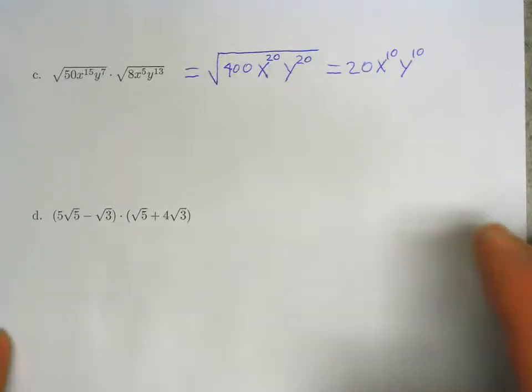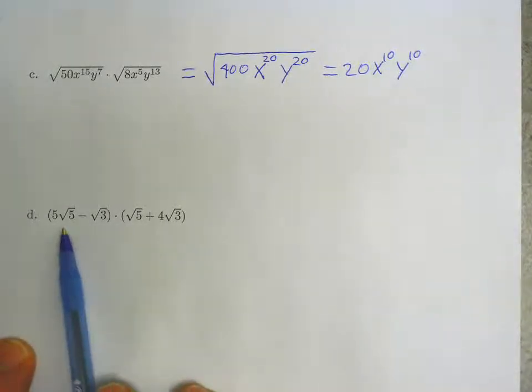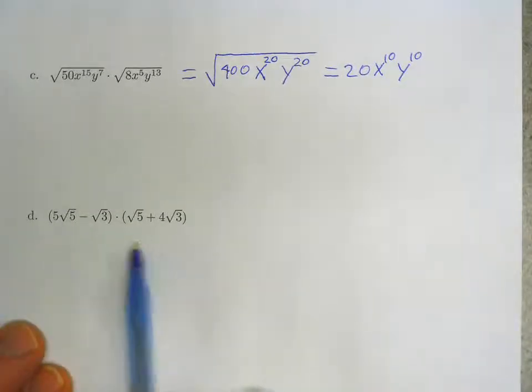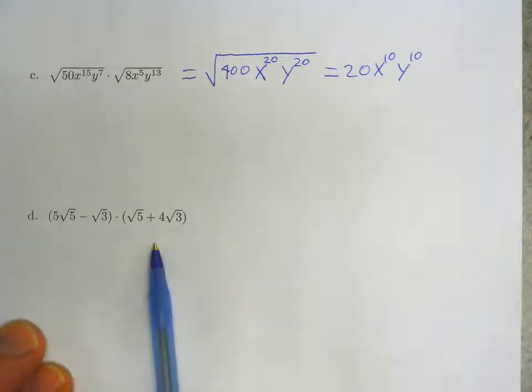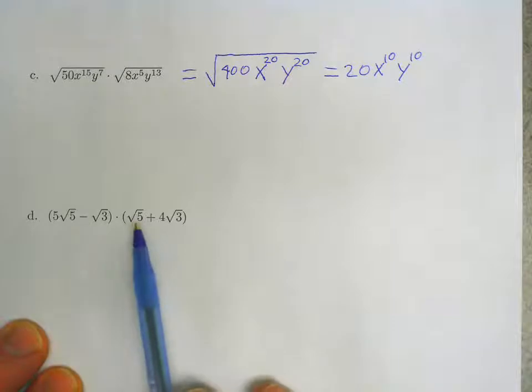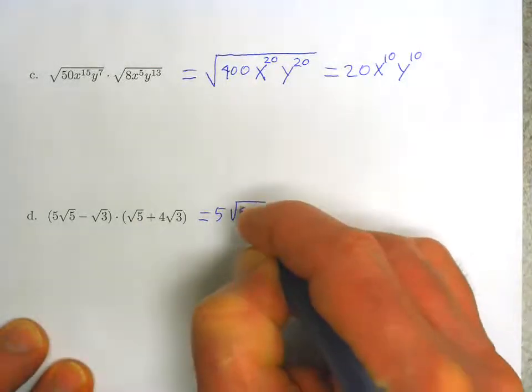Okay, the next one, we multiply two expressions that are kind of like binomials. So we're going to multiply them the same way that we would multiply two binomials. So the first one, 5 times the square root of x times the square root of x, is 5 times the square root of 25.